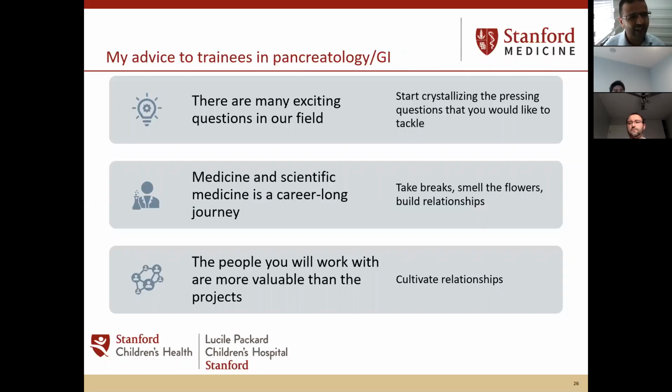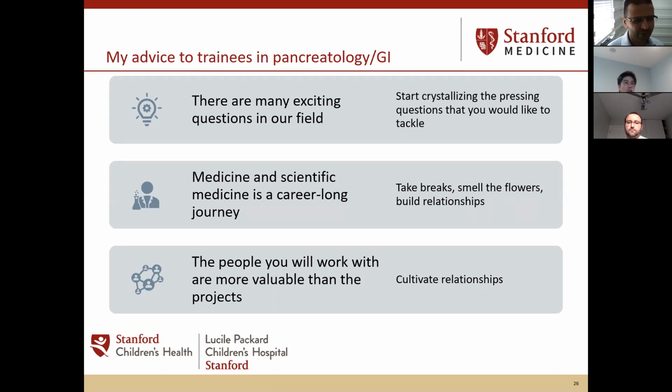And I think the academic physician who does well can adapt to new tools, new questions, or the same questions with new tools. And so it's important to take breaks, smell the flowers, think about your accomplishments, because we're often thinking about what we need to do to get to the next step, but we're not thinking about what we've accomplished thus far. And build those relationships. And that really brings me to the last point.